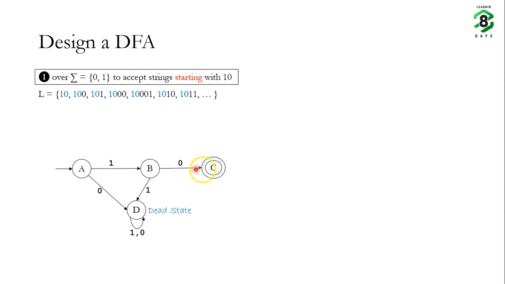Now think of state C. What does state C mean? State C means that we have found a string which starts with 1, 0. Now after this, whatever is the input symbol, does it really matter? After we have started the string with 1, 0, irrespective of whether we get 0 next or 1 next or whatever we get, the fact remains that our string started with 1, 0 and should be accepted by the machine. So in state C, irrespective of whether we get 1 or 0, we remain in state C, meaning that the string will continue to be accepted by the machine. So this completes the design of a DFA to accept all strings starting with 1, 0.